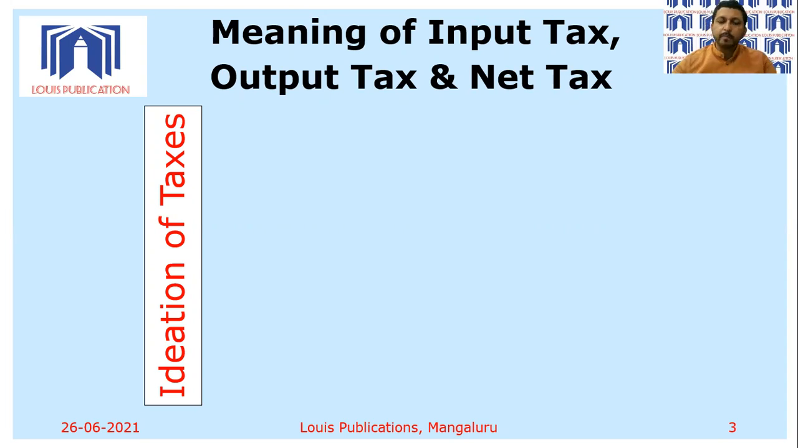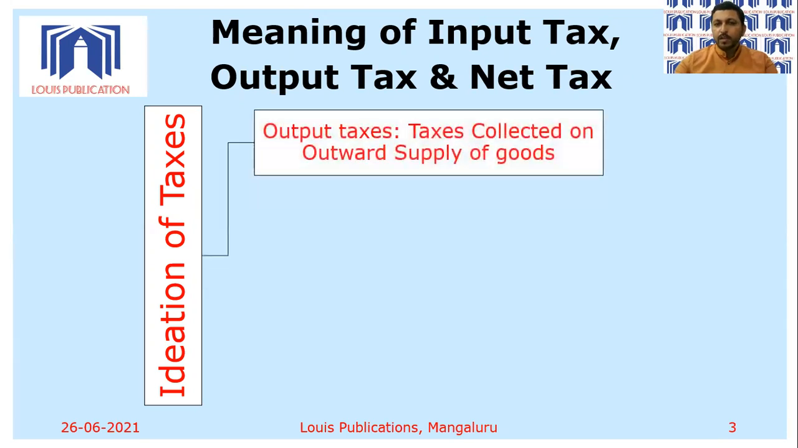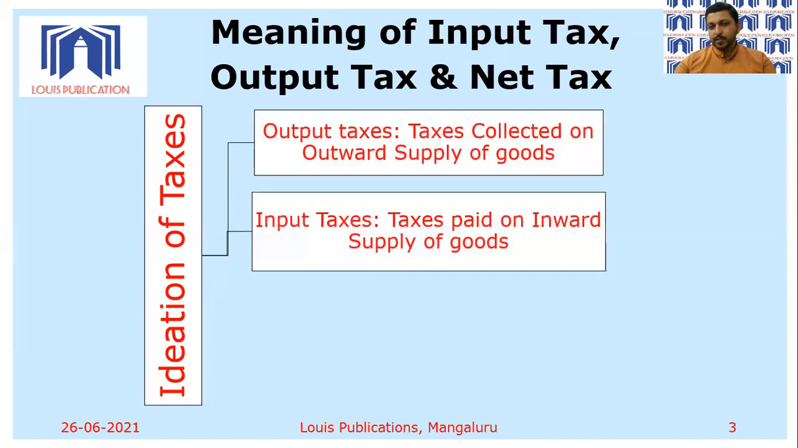Now, what is this input tax? Let's understand the idea of taxes. Output tax is tax collected on the outward supply of goods. Outward supply basically represents sales in common language. So when we are selling, as a seller, we are going to collect GST. Such taxes collected on the outward supply are called output taxes.